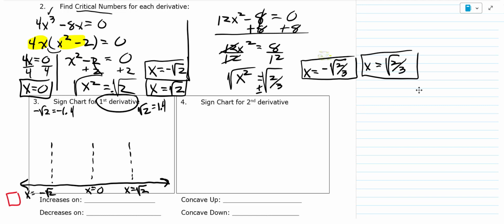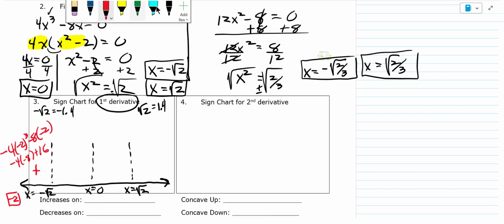Let's use like -2 as a test point. That's less than negative square root of 2. So you just plug into the derivative. You would do 4 times -2 to the third minus 8 times -2. That would be -32 plus 16. That would be a negative right there. And then that would tell you whether it's increasing or decreasing.